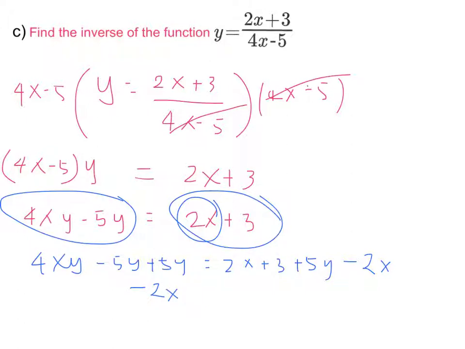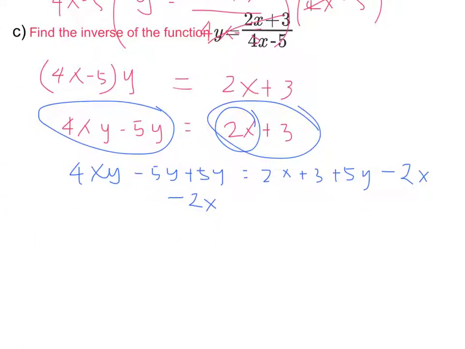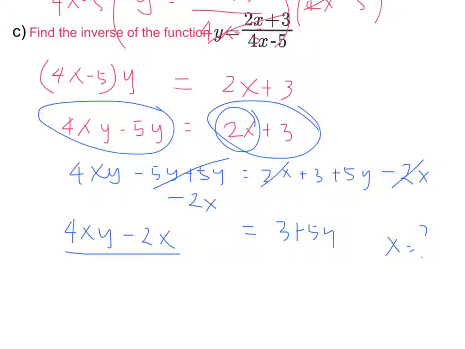So what will happen to the left side? 4xy, 2x minus 2x, so this 2x will become 0. What about the right side? Equals 3 plus 5y, because the 2x and 2x will become 0. Remember, the goal is to find the x. How do you get the x from here?